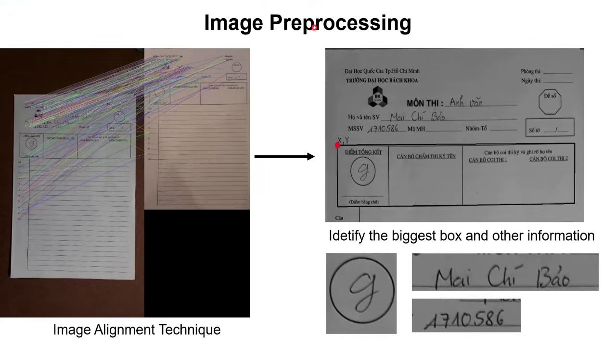Image preprocessing. The input image includes two main pieces of information. The first is the test paper, and the second is the background information like the desk.